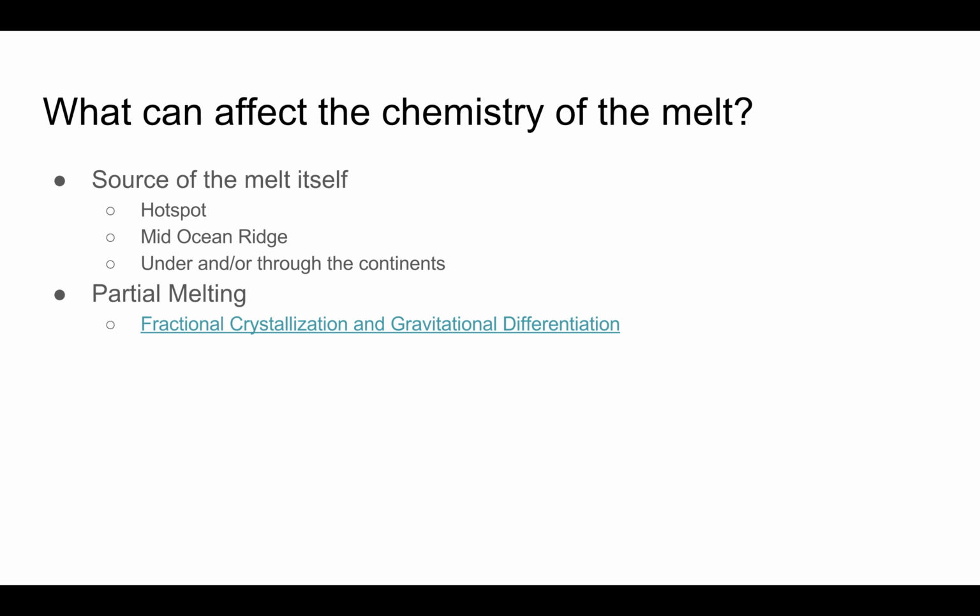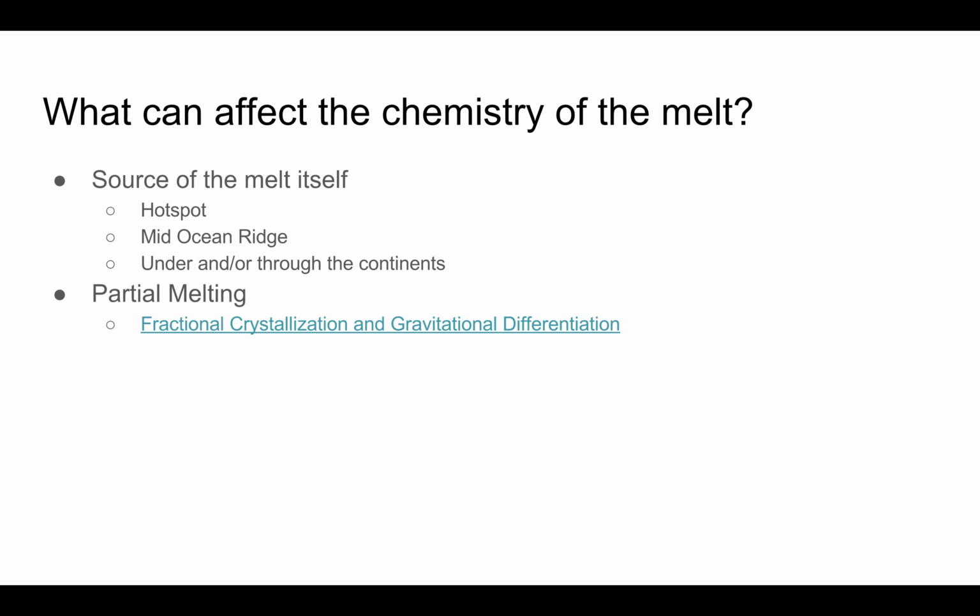Speaking of melts, what can affect the chemistry of the melt? One thing is the source of the melt itself. Where are you getting it from? Is it from a hot spot heating the underside of an oceanic plate? Is it from a hot spot heating the underside of a continental plate? Is it from a mid-ocean ridge in the middle of an oceanic plate? Is it erupting up and through a continent, with partial melting going on there?